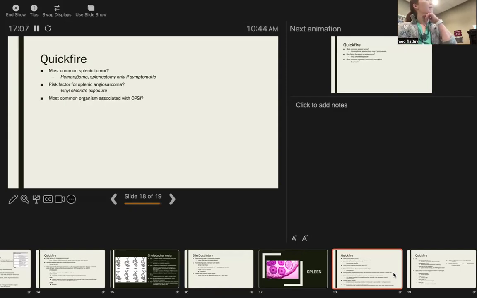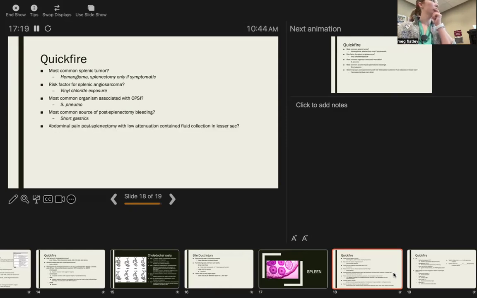Okay, what is the most common organism associated with OPSI? Yeah, perfect. Excellent. The most common source of post-splenectomy bleeding? Short gastrics. Someone has abdominal pain post-splenectomy, a low attenuation contained fluid collection in the lesser sac. I heard it. Pancreatic leak. Yes. You're going to do a perc drain for this.